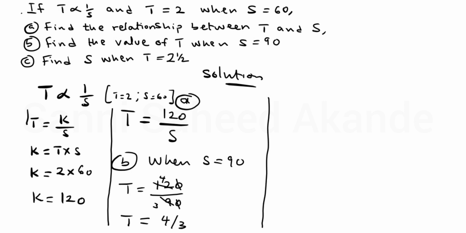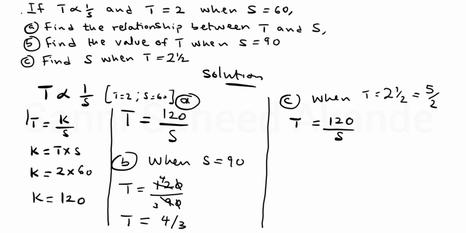Now (c), we want to find the value of S when T is equal to 2 whole number 1 over 2. This can also be written by changing it to an improper fraction. We have 2 times 2 is 4, 4 plus 1 is 5 over 2. So we are still using this formula that shows the relationship between T and S, that is T is equal to 120 divided by S. So this time around our T is 5 divided by 2, equal to 120 divided by S.